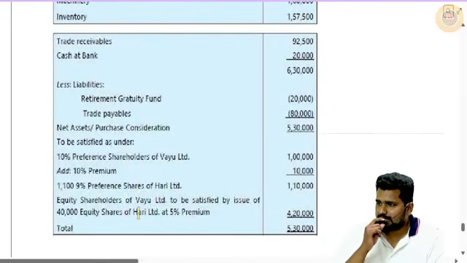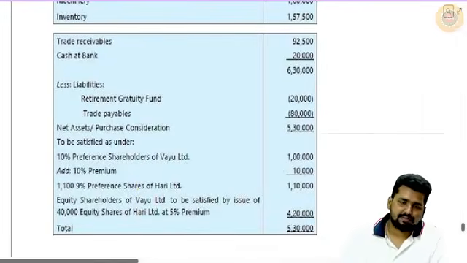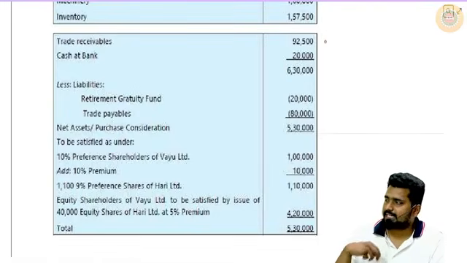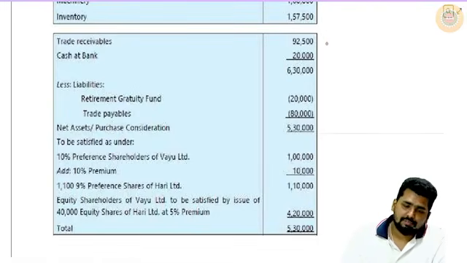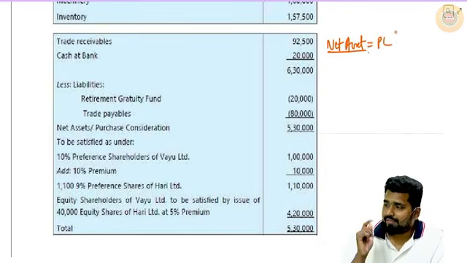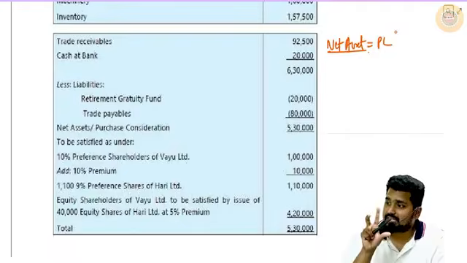Listen. In the sum, they did not give how much is the purchase consideration. When we don't know how much we are paying to equity shares and preference shares, we will follow one method called net assets method. What is net assets method? It finds PC, how much they are paying to the equity shareholders, if it is not known.